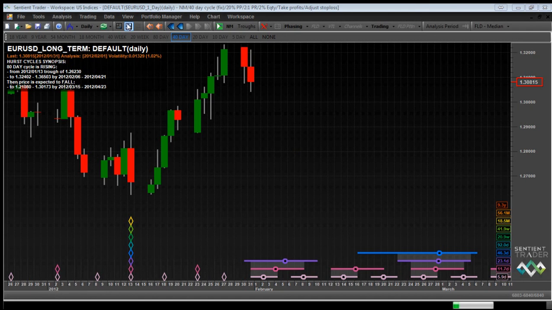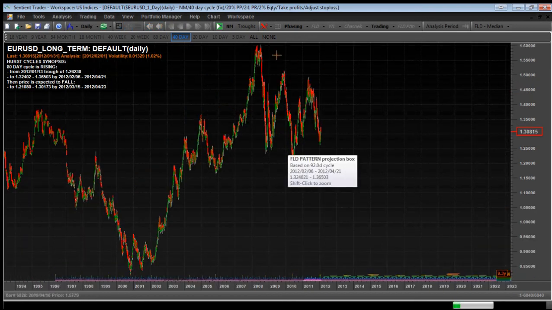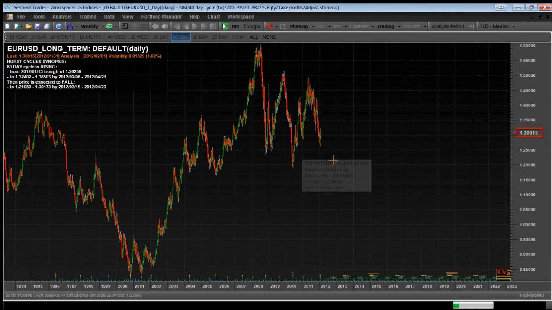I thought I would, if anybody's got anything to say about the euro to US dollar analysis, I'd love to hear about it. I thought I would mention something that I've noticed between the euro US dollar and the S&P 500. And I've spoken to some Sentient Trader users who I know also use this sort of approach. So I thought I'd bring it up.